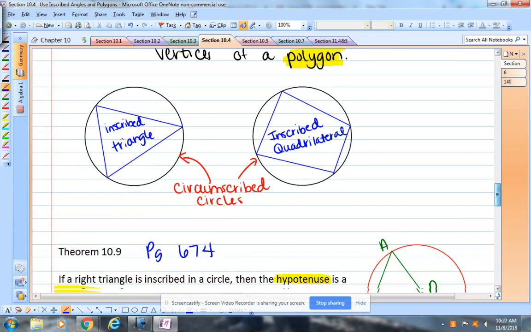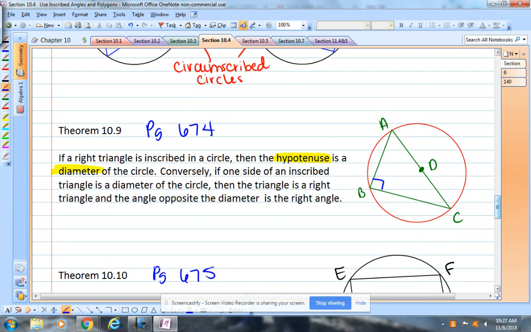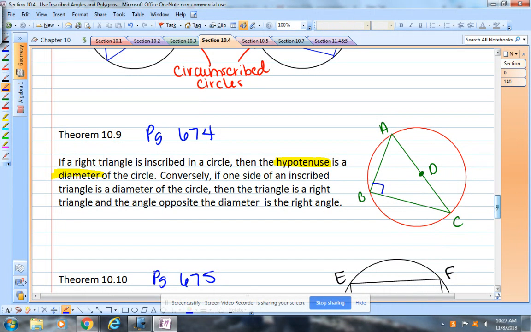So we got some little properties. This is your long property on there. And I think there's not even any blanks, right? So just read that along with me. If you want to, you can draw a little picture. It says, if a right triangle, you might want to highlight the words right triangle or underline it or box it. That's an important part of that phrase. Is inscribed in a circle, then the hypotenuse is the diameter of the circle.